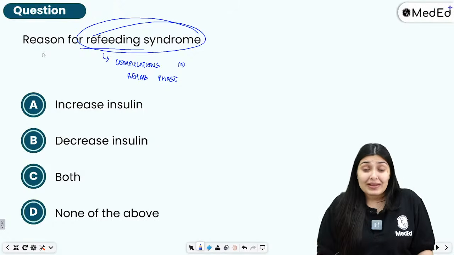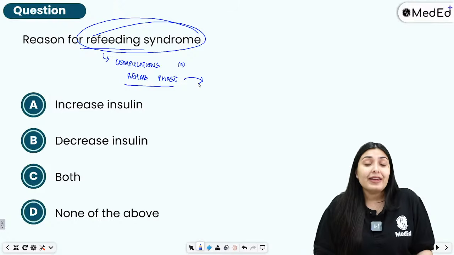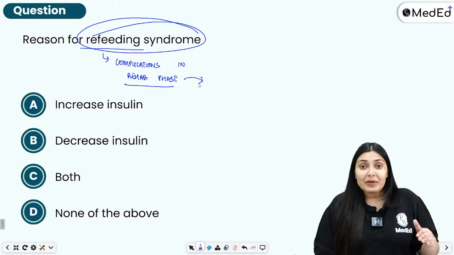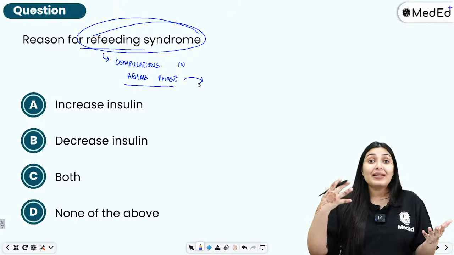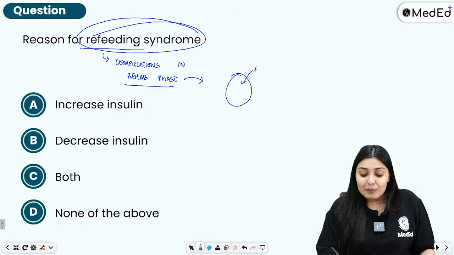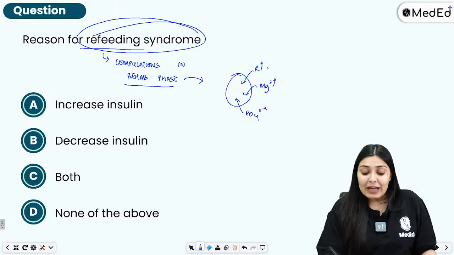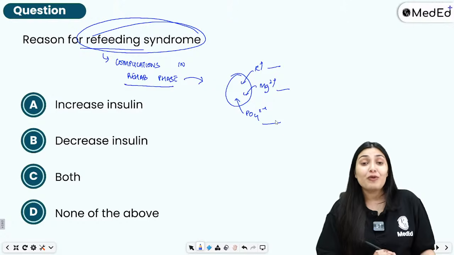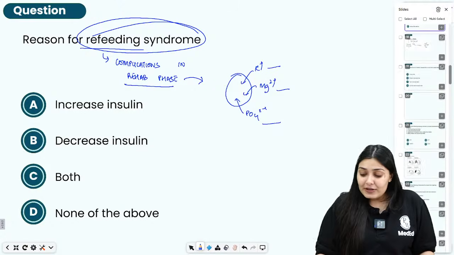So what happens during this period, during the rehabilitation phase? Because I am introducing high energy dense foods, there will be hyperglycemia. To counterbalance that sugar, my body will start to secrete more insulin. And what does this insulin do? Insulin brings potassium, magnesium, phosphate into the cell. So there is intracellular transport of these ions into the cell. So there will be hypokalemia, hypomagnesemia, hypophosphatemia. So this is nothing but refeeding syndrome.